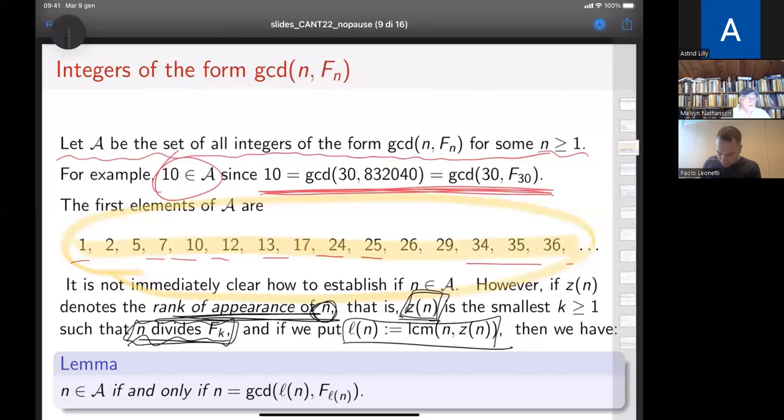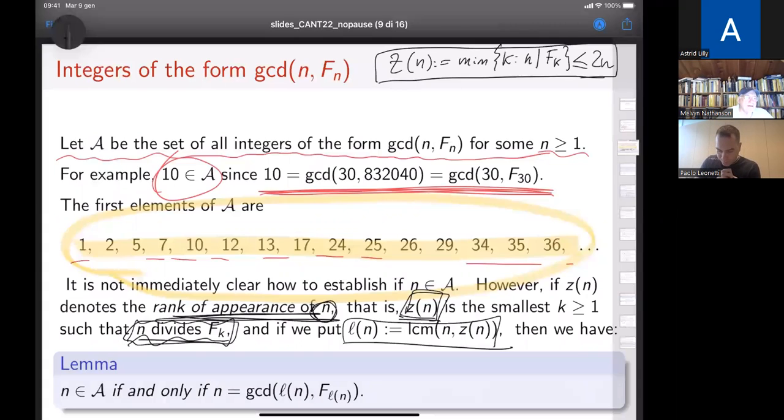Now, given this definition, before we give the concrete criterion, we have to remember that zeta of n, that by definition is the minimum k such that n divides F of k, is always well defined, and it is always smaller than or equal to 2n. So zeta is a well-defined function.